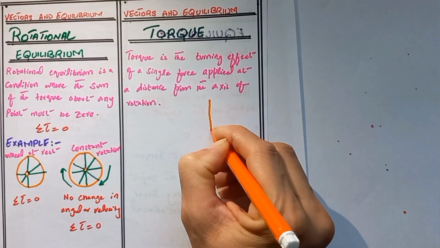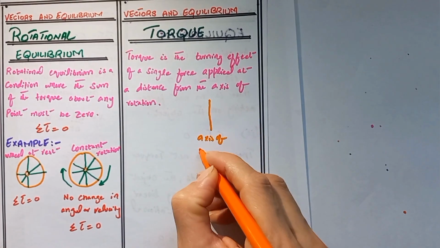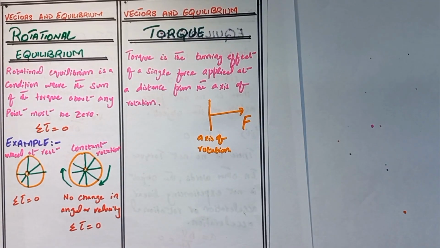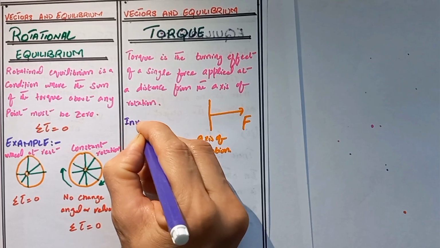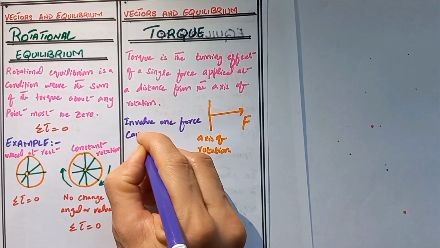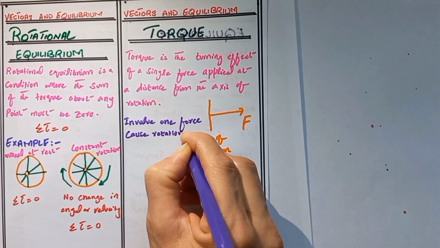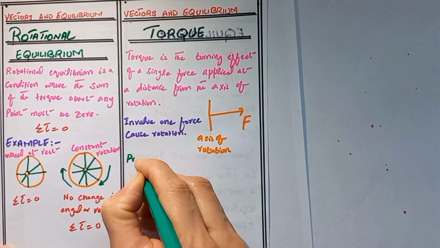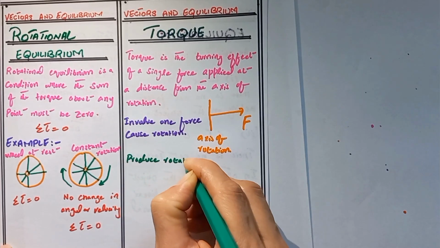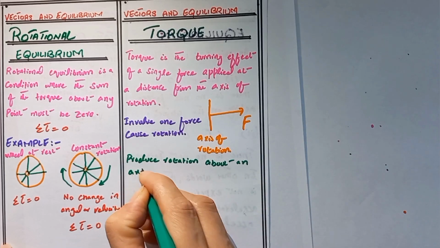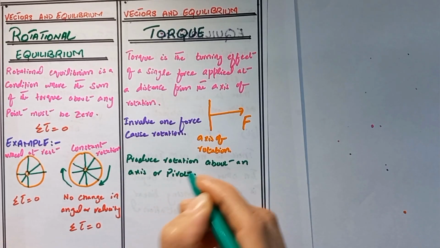Here we take the axis of rotation and applied force F. It involves one force that causes rotation, produces rotation about an axis or pivot point.